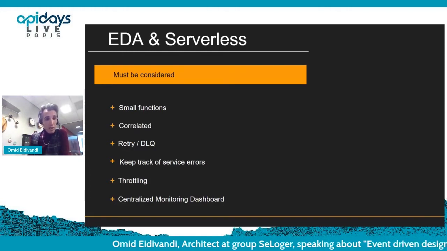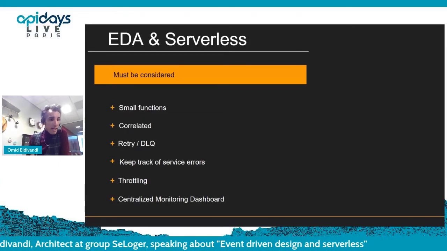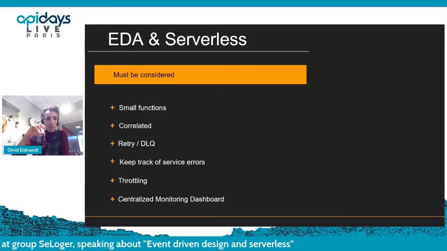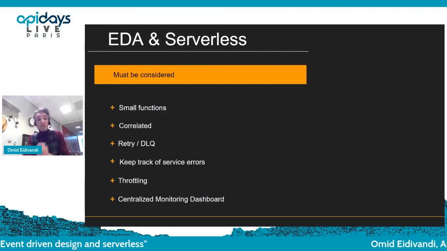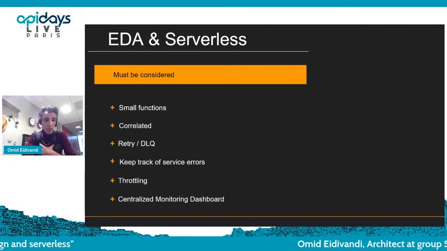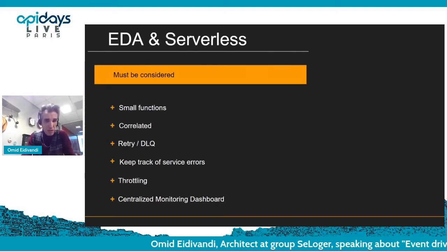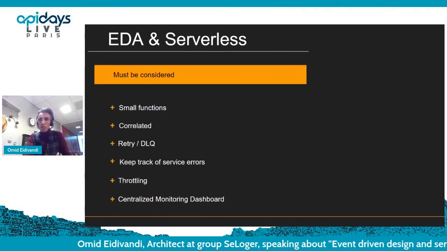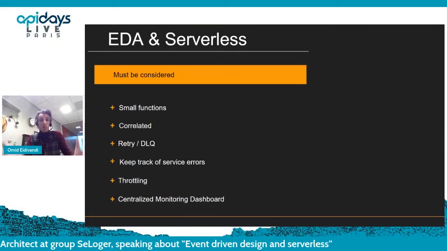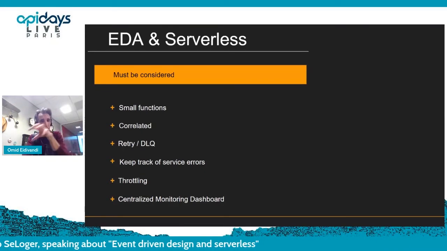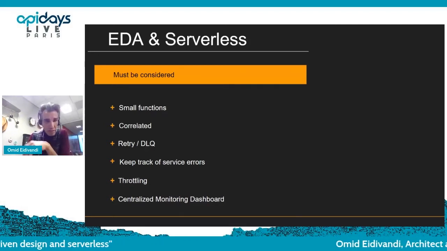And don't forget to retry your failures, use DLQs, and use managed DLQs if possible. Keep track of service errors. I have experience with AWS where the Lambda function service was throttling me, but it was a global problem. So monitor the services, monitor your throttling, monitor your concurrency and all of this.